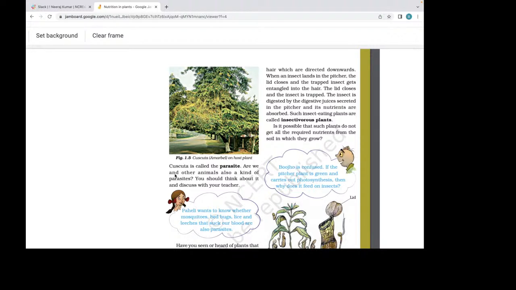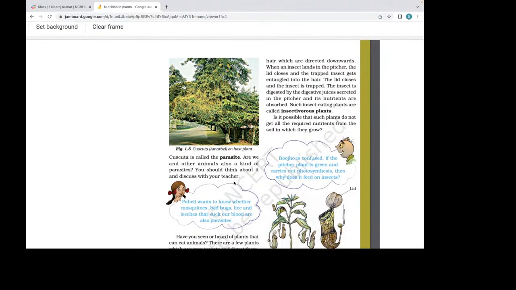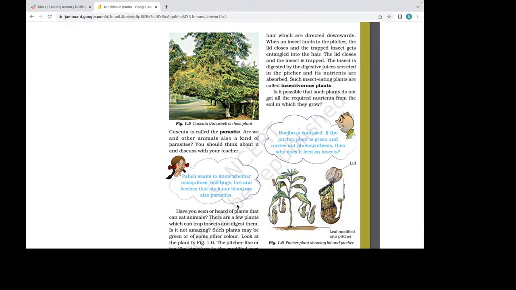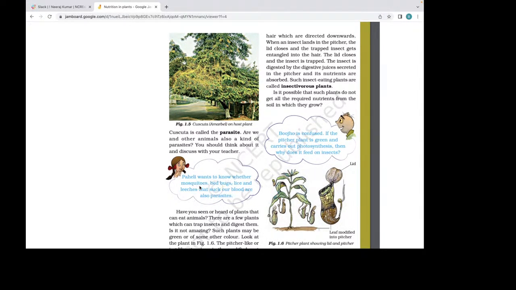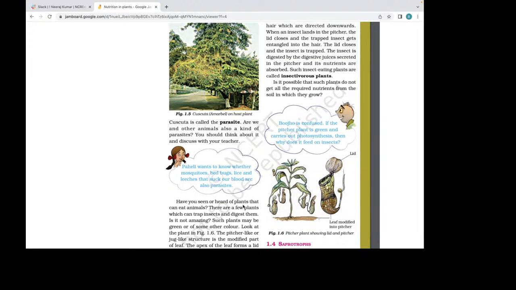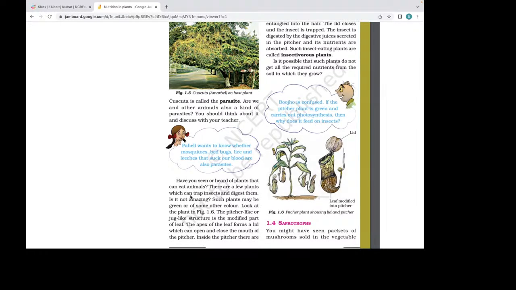Are we and other animals also kind of parasite? You should think about it and discuss with your teacher. Paheli wants to know whether mosquitoes, bedbugs, fleas, and leeches that suck our blood are also parasites. Have you heard or have you seen or heard of plants that can eat animals? There are few plants which can trap animals and digest them. Have you seen such plants? Is it not amazing?